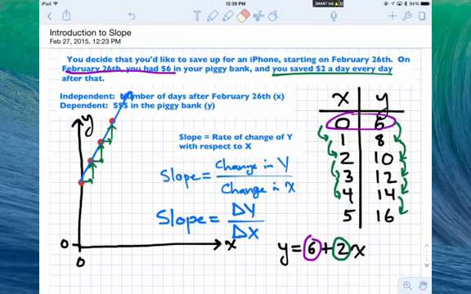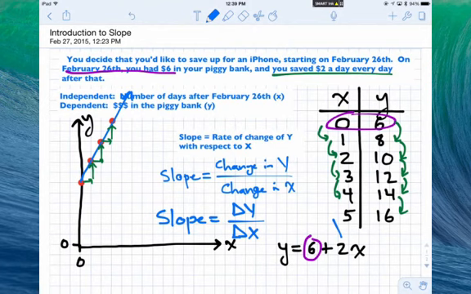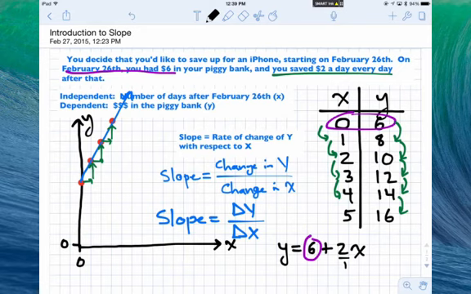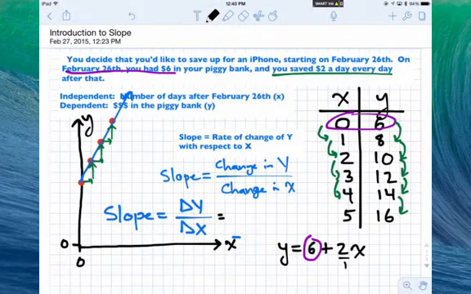And so we can see, for instance, that, and I'm going to take this 2 down here, and rewrite this 2 as though it were a fraction. I'm going to write that as 2 over 1. You can think about it as 2, but it's the same thing as 2 over 1. So right now, our slope is 2 over 1. And what does that mean with regard to our table and our graph and everything else? It means that for every 1 day that goes by, we put $2 more in the piggy bank.